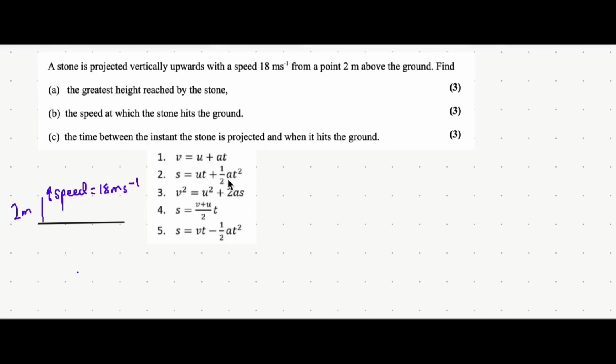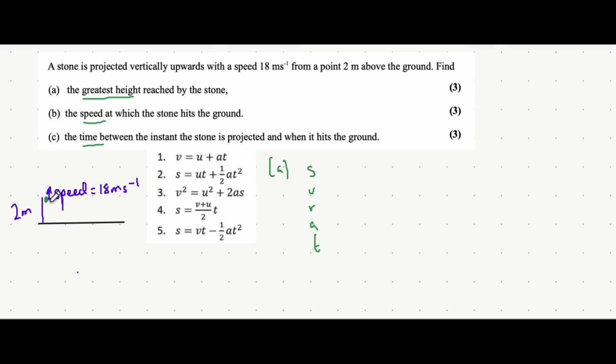We're going to use the Suvat equations to find the greatest height reached by a stone, the speed at which it hits the ground, which is like the final velocity in Suvat, and also the time taken for the whole journey. So let's take it step by step by going through part A first. I'm just going to write out Suvat like this. Now let's think about it.